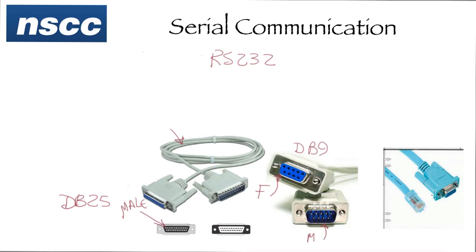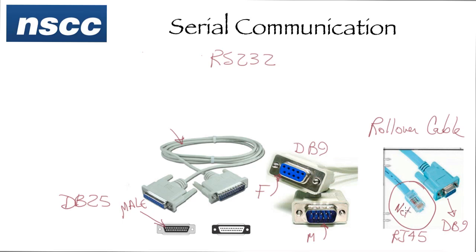And you may even see a special connector originally designed by Cisco, which is called a rollover cable. One end of the rollover cable uses an RJ45, which is the same type of connector that a network cable would use. And it has a DB9 on the other end. This end here is designed to go into the network device, and this is designed to go to the terminal that's going to send it the commands.